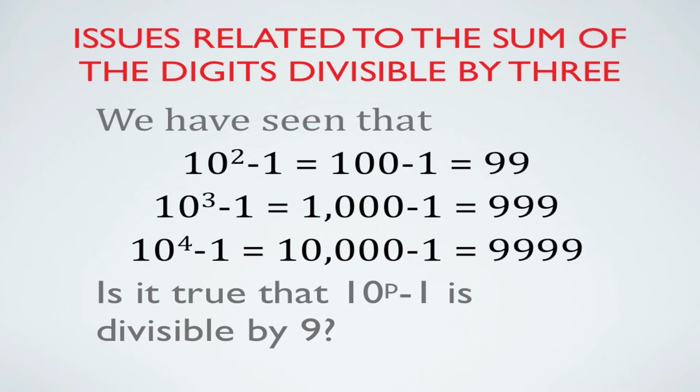So the question I am going to be asking here is: will it be true that in general, if 10 is raised to the p power, where p is an integer, 10 to the p minus 1 will always be divisible by 9? And we will show how we can see that that is true.